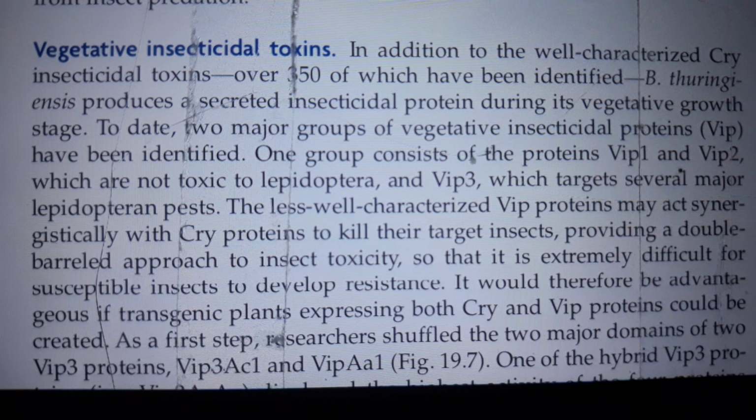Vegetative insecticidal toxins. In addition to the well-characterized Cry insecticidal toxins, about 350 of which have been identified, Bacillus thuringiensis produces secreted insecticidal proteins during its vegetative growth stage. To date, 2 major groups of vegetative insecticidal proteins, VIP, have been identified. One group consists of the proteins VIP1 and VIP2, which are toxic to Coleoptera, and VIP3, which targets several Lepidopteran pests.